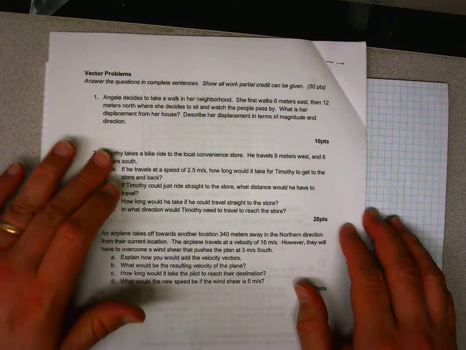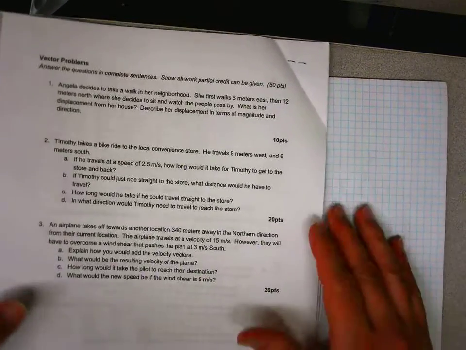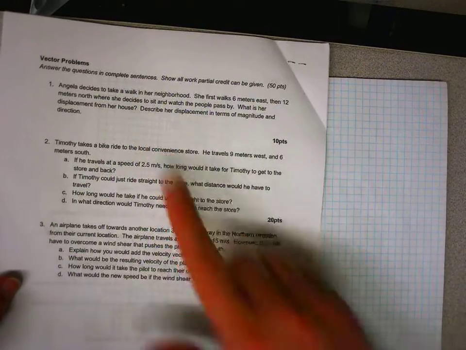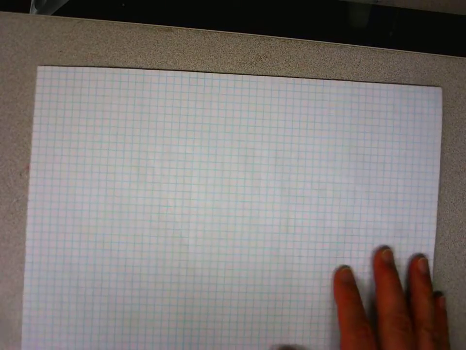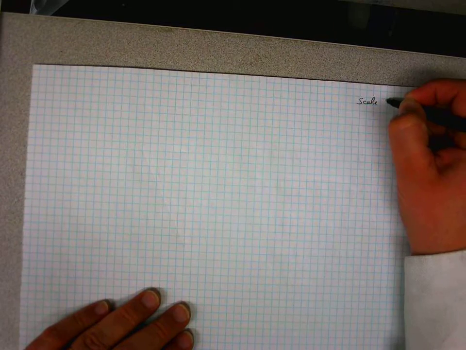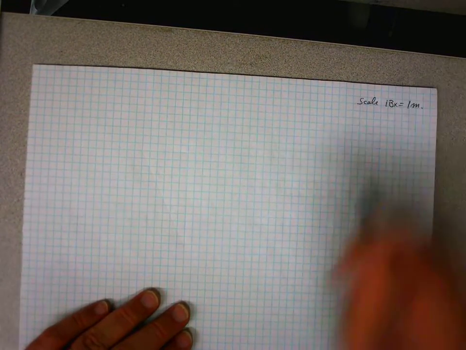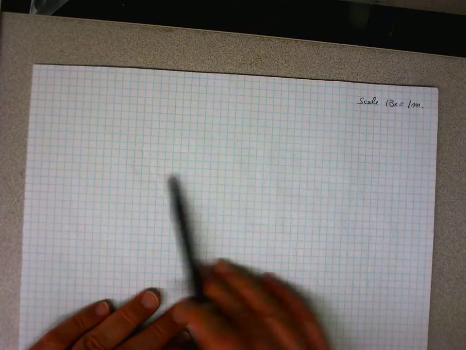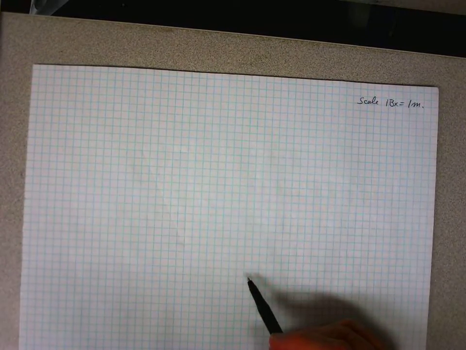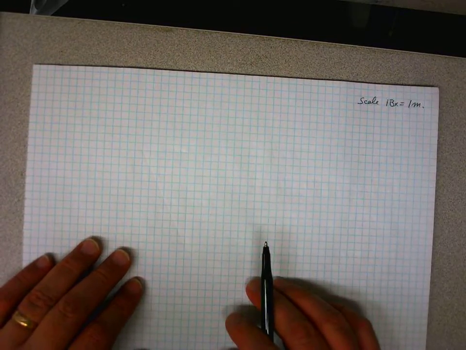So the first thing we have to do is find out what's going on with Timothy. Here we're going to use the same scale. The scale that we're going to use is 1 box equal to 1 meter. Using this scale, each box is going to represent 1 meter. This makes it easy for us to draw the triangle and to understand what's going on.